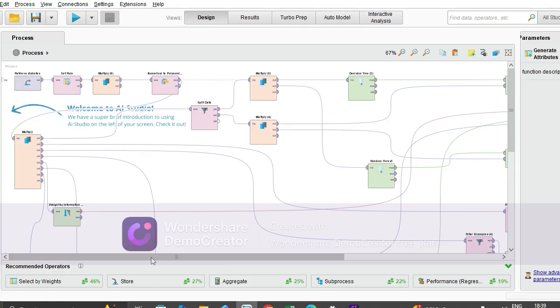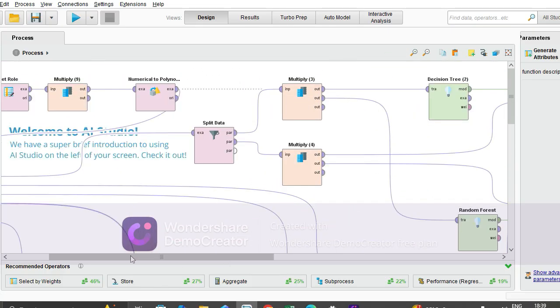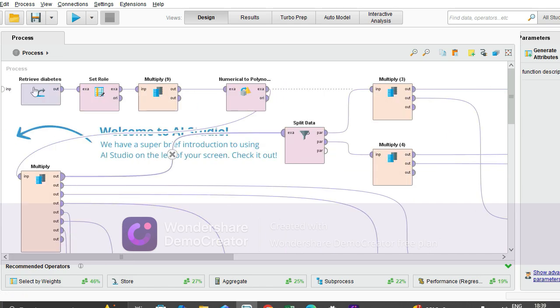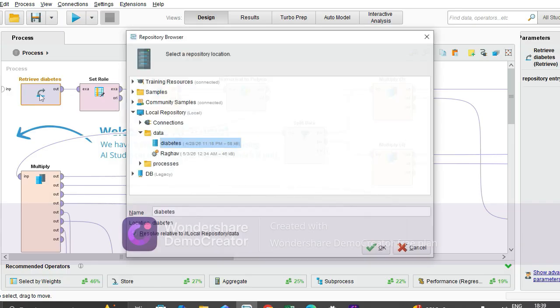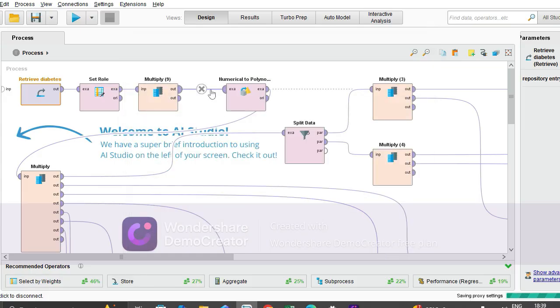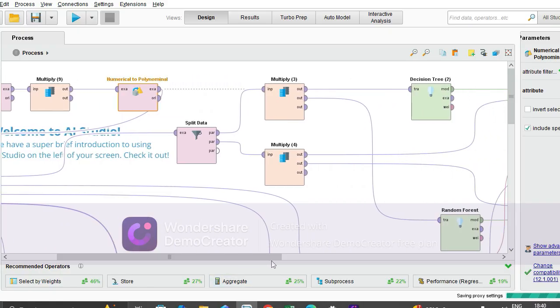It provides several kinds of operators and inbuilt libraries and algorithms that we can implement on data. So first of all we import the dataset on diabetes here, and then apply the set role operator, and we have numerical data, so we need to convert it into polynomial. So we apply the numerical to polynomial operator. After that we do machine learning on our project.